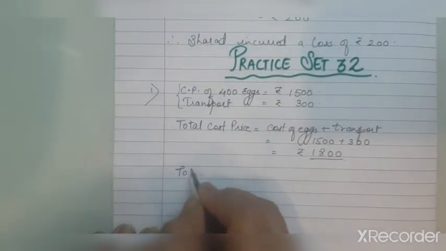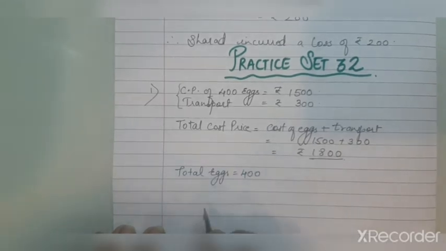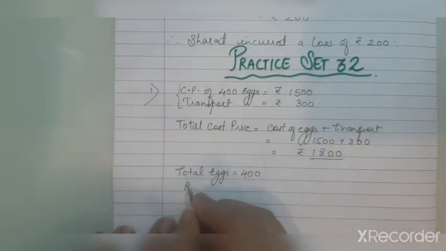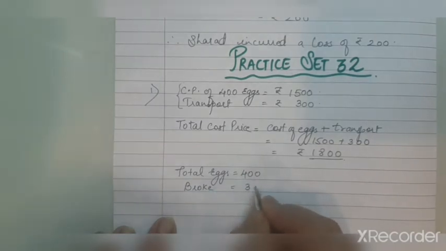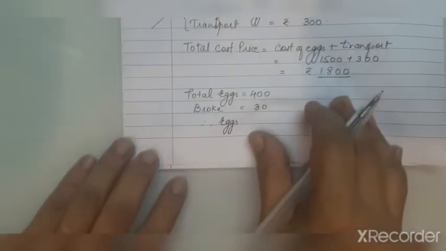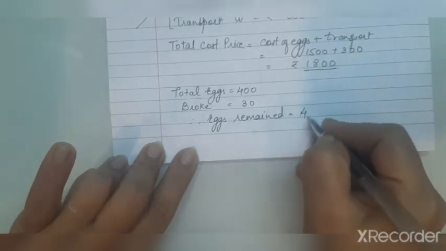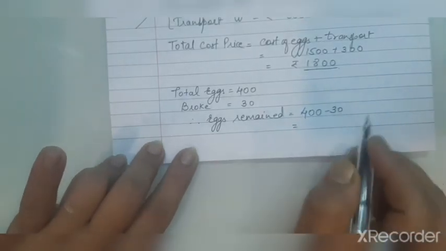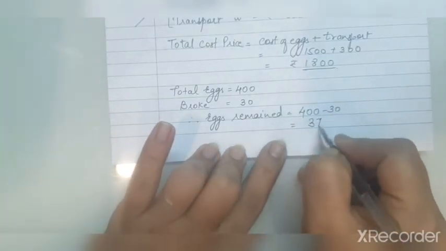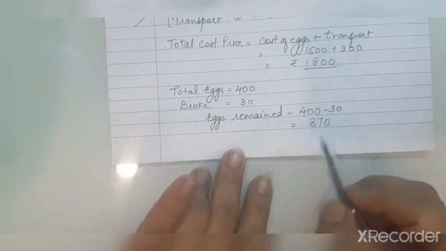Now out of the total eggs, which is equal to 400, how many broke? That is fell down and broke 30. How many eggs broke? That is 30. Therefore, how many eggs are remained? So eggs remained. Out of 400, 30 fell and broke. So now we are having only 370 eggs. Okay, so we have to see what is done with this 370 eggs.